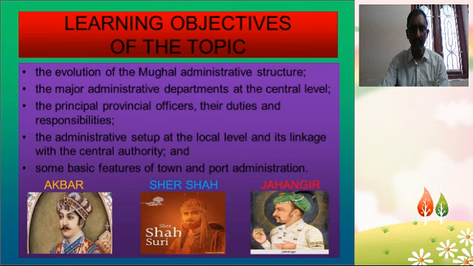Below are the figures of Akbar, the greatest ruler among all the Mughal rulers, Sher Shah, who belongs to the Sur dynasty, and Jahangir, one of the Mughal emperors.